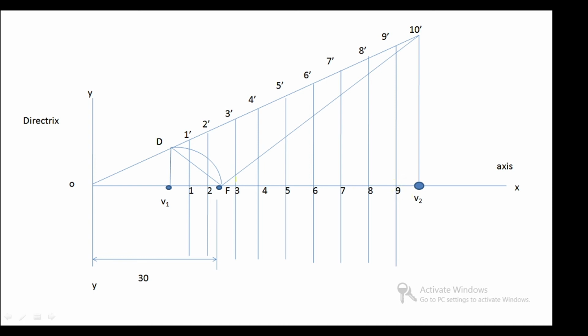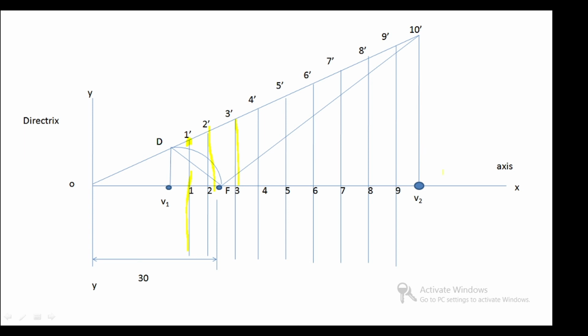Then you mark points 1 2 3 4 5 6 7 8 up to 9. After that you draw vertical lines on both sides of the axis. The intersection points of the inclined line and these vertical lines are 1 dash, 2 dash, 3 dash, correspondingly up to 9 dash, 10 dash.